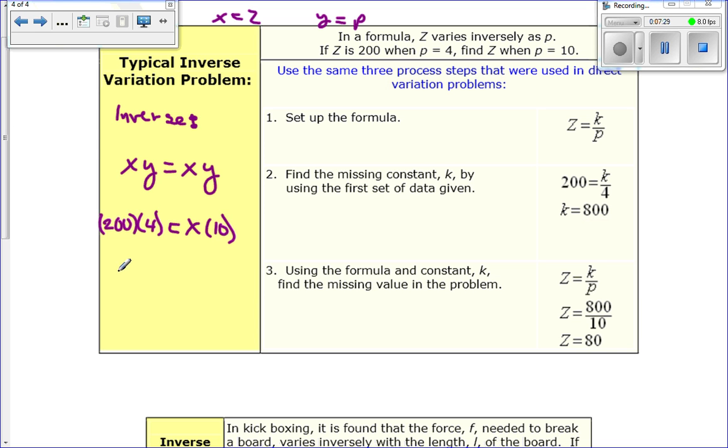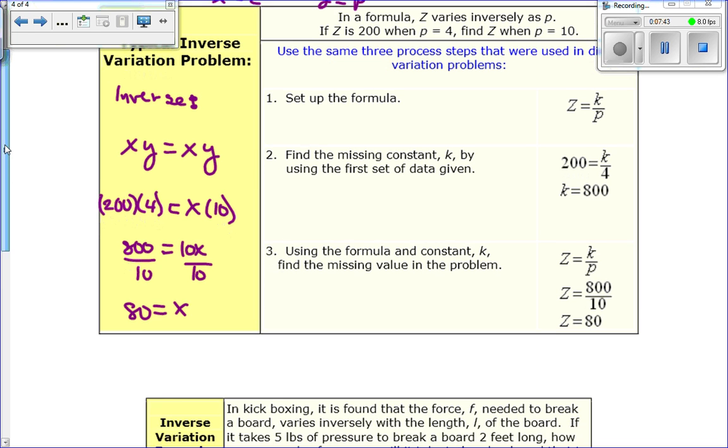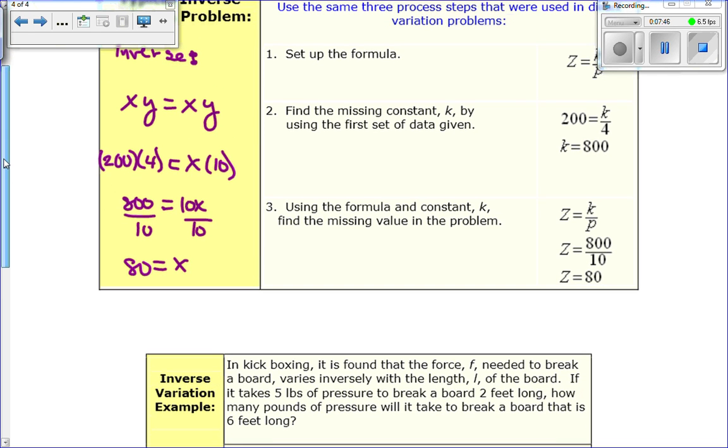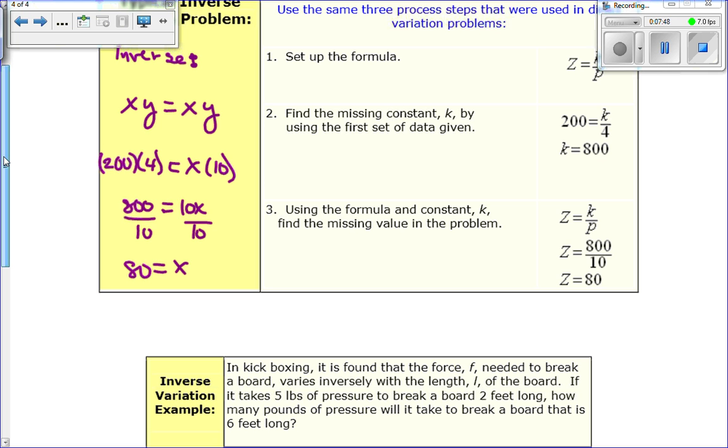So we have 800 equals 10x. Divide both sides by 10. So x is equal to 8. We found the same answer just using a different method, and I think it's a shorter method. Unless you're asked to find the constant of proportionality, you can always stick to this method.